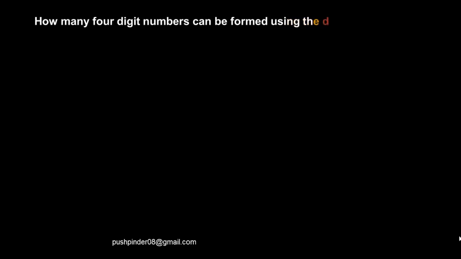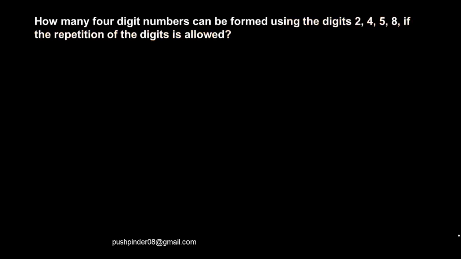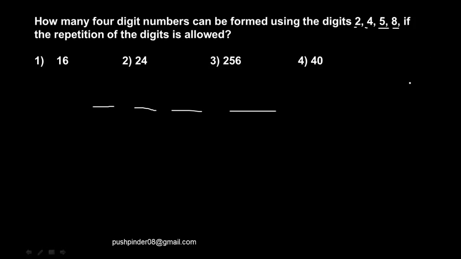Fine. So let's see this question. How many 4-digit numbers can be formed using the digits 2, 4, 5, 8 if the repetition of digits is allowed? So over here repetition of digits is allowed, and a 4-digit number has to be formed using 2, 4, 5 and 8. Repetition allowed means you can use these digits any number of times you want.